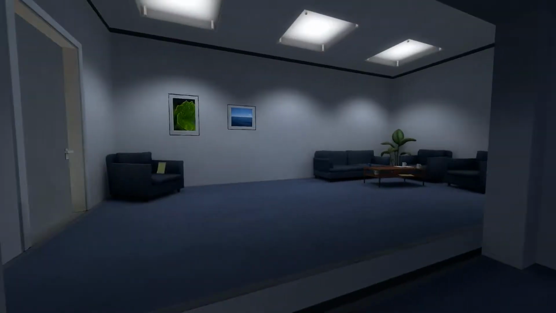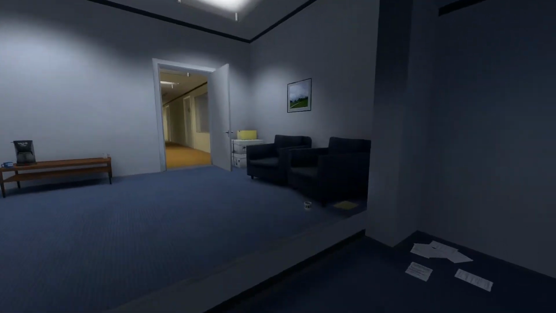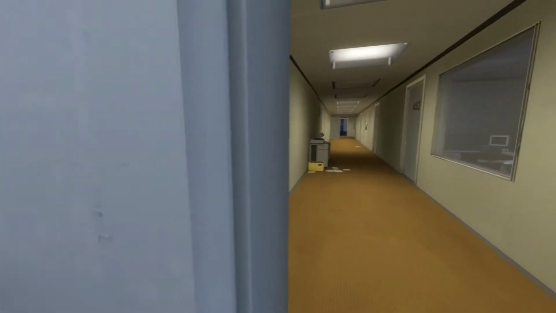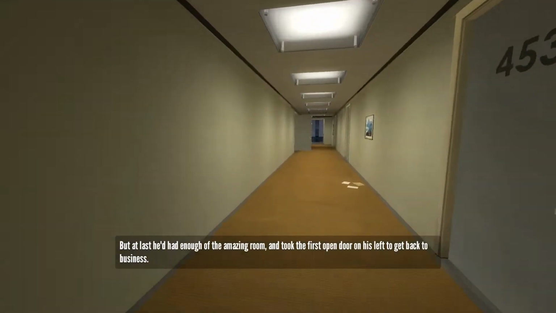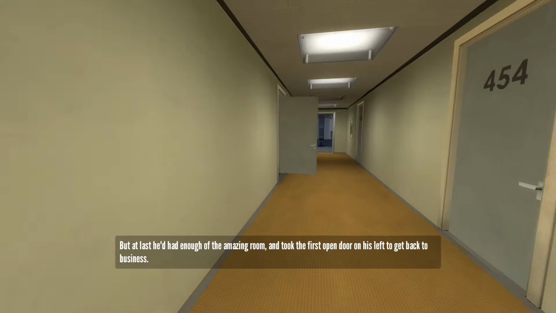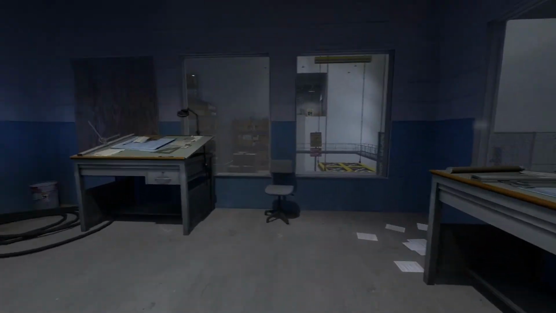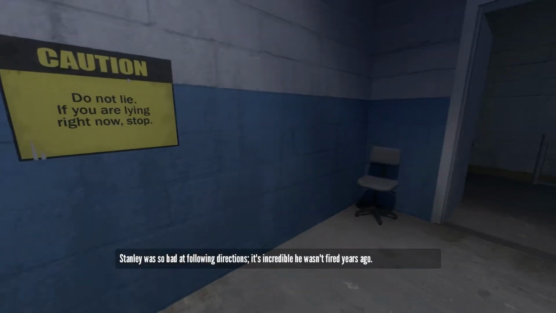Nothing? So sad. Let us move on then. But at last, he'd had enough of the amazing room and took the first open door on his left to get back to business. No. Stanley was so bad at following directions, it's incredible he wasn't fired years ago.